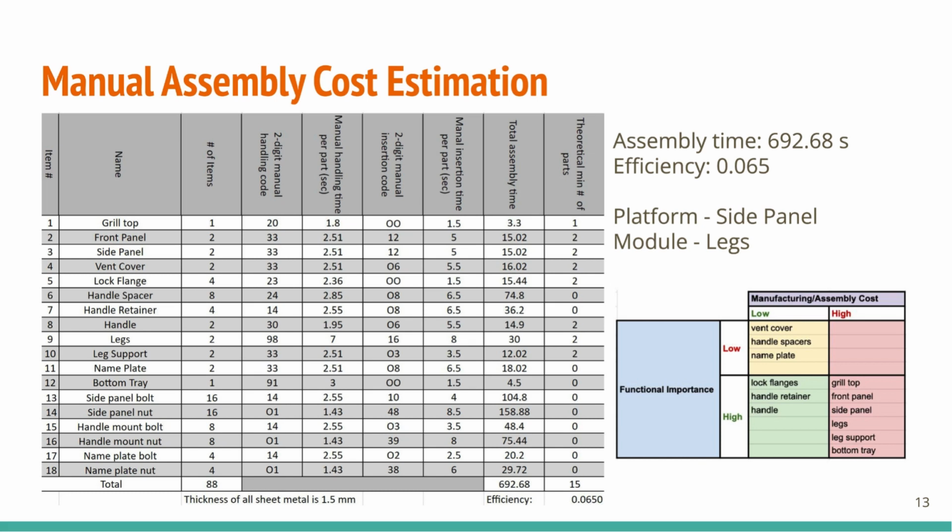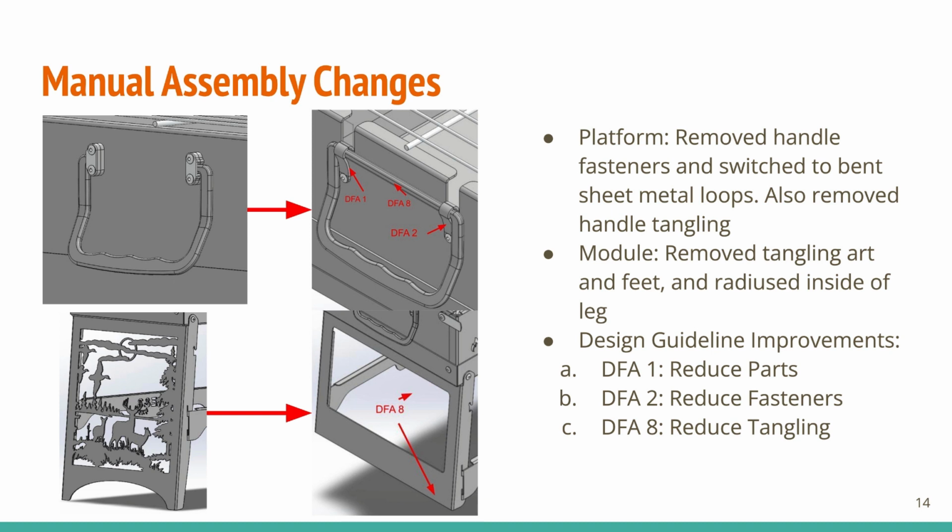The total assembly time was found to be 692.68 seconds with an efficiency of 0.065. And from this, we chose 2 parts to be redesigned, one a platform, the side panel, and one a module, the legs, both of which fall on the high functional importance and high manufacturing cost in the quad chart here. Moving on to the changes made.